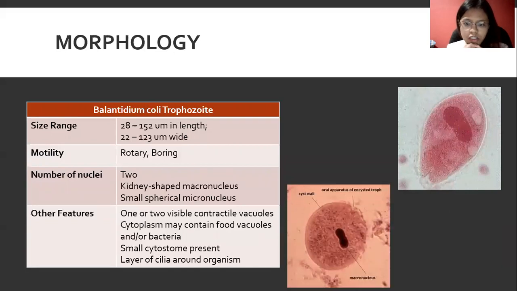So kung napapansin nyo, yung picture po sa baba, pinakita po yung macronucleus. Yung small spherical micronucleus hindi siya kita, so probably hindi siya na-stain ng maayos. And this one, yung medyo pahaba po, it's also a trophozoite form. Pero kung dito napapansin nyo, mas kita, mas malaki po yung kidney-shaped macronucleus.